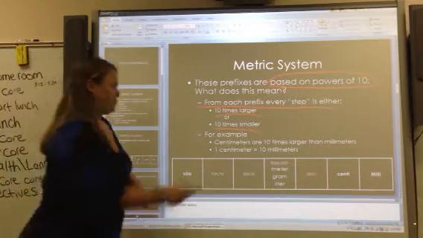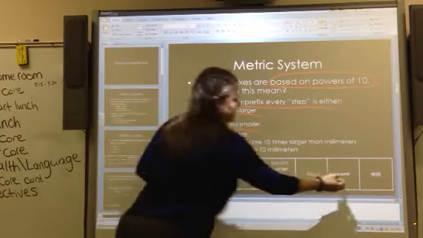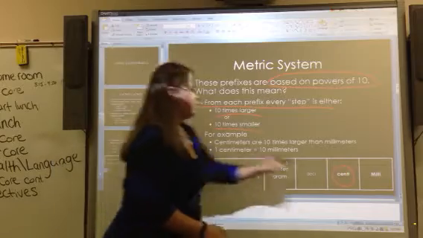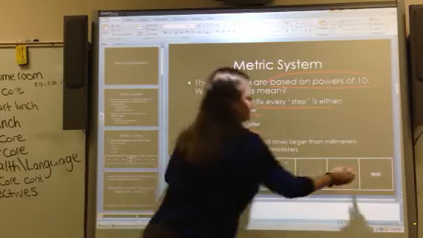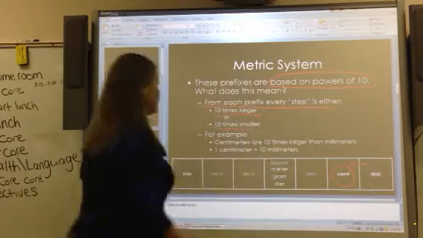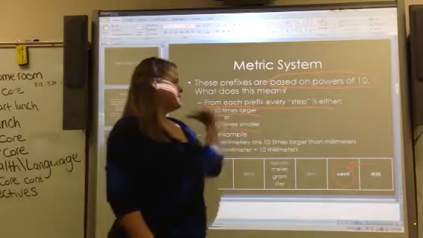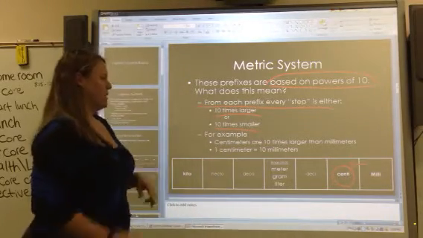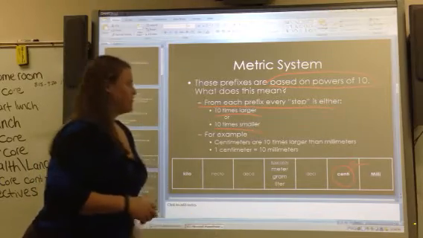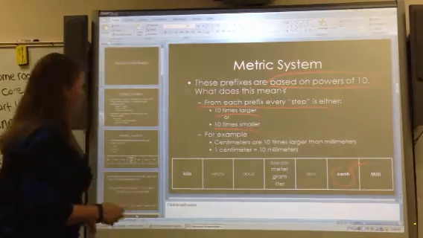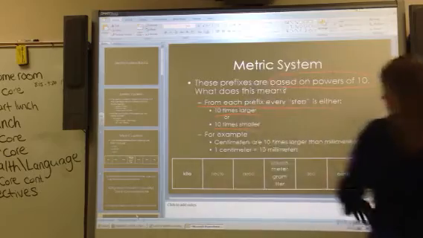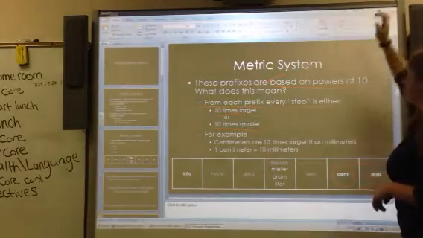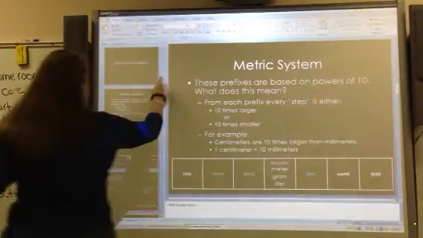For example, we have centimeters right here. Centimeters are 10 times bigger than millimeters. So when we move this direction, and we'll get to that slide in a second, you are multiplying. When we move the other direction, we're dividing. You don't have to write that twice because you wrote it on the last slide. Let me clear this out and go to the next page.